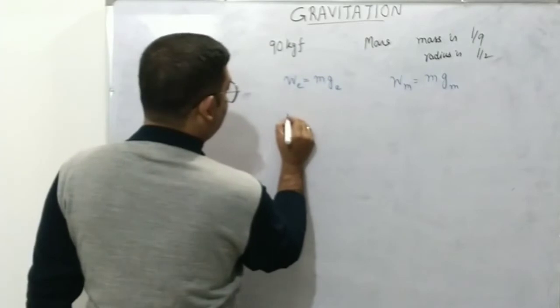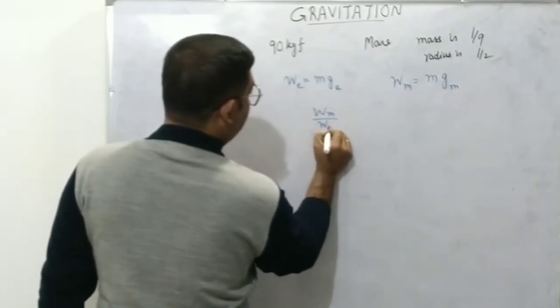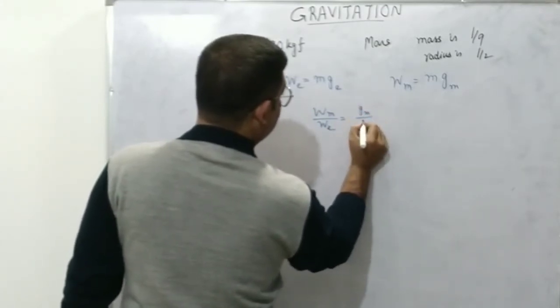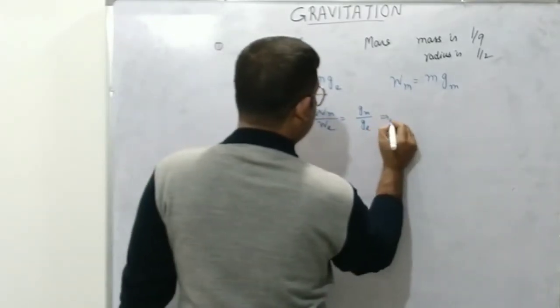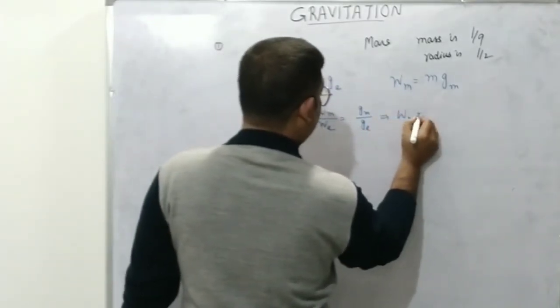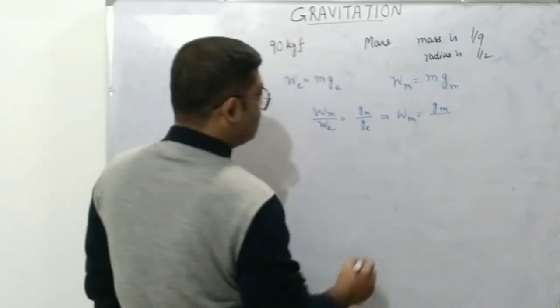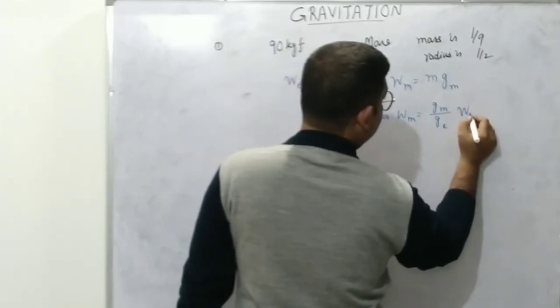Therefore, Wm by We will be simply Gm by Ge, because the m's will cancel out, which will give us the weight on Mars surface will be G, acceleration due to gravity on Mars surface, divided by acceleration due to gravity on Earth surface, multiplied by the weight of the object on Earth surface.